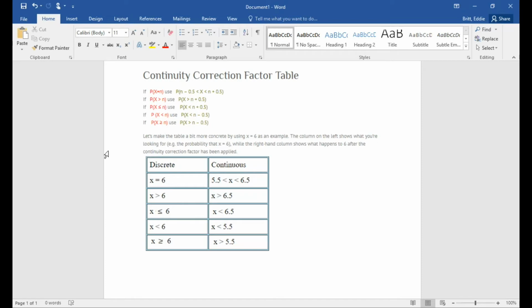And since your book doesn't give you this table, I printed this table out for you. Now, if you're watching this video right now, you might want to take a screenshot and put that in your notes, because you can find it online. I found the formulas, and then right underneath the formulas was an example of what to do when x equals 6. Of course, every problem's not going to have x equals 6, but it tells you which x values to use depending on if it's an equal to problem, a greater than problem, a less than or equal to, a less than or a greater than or equal to.